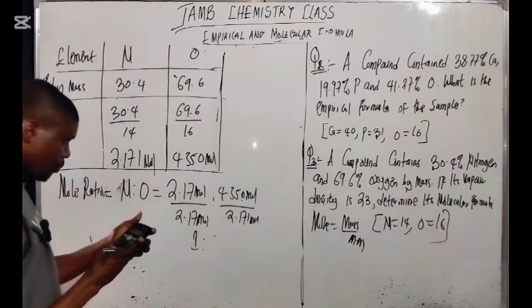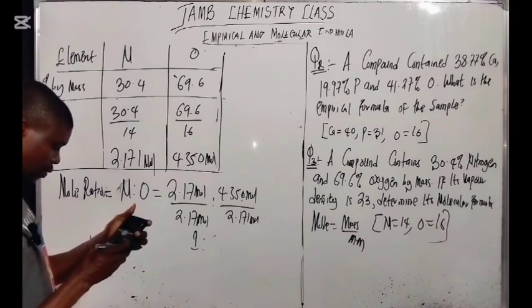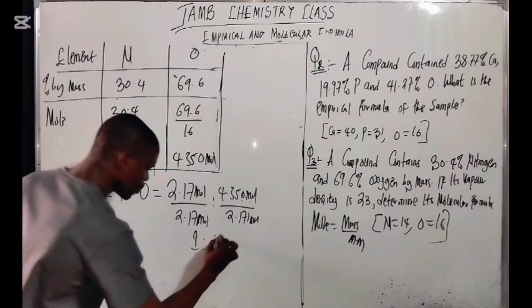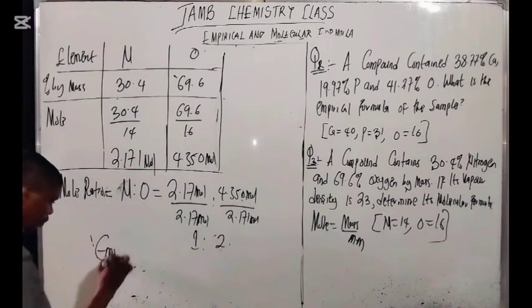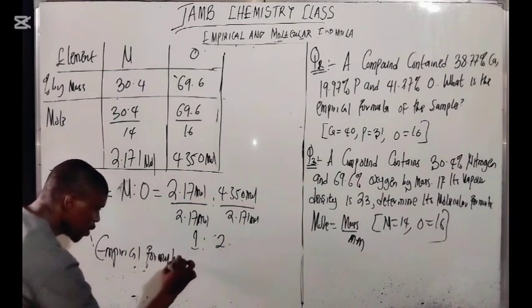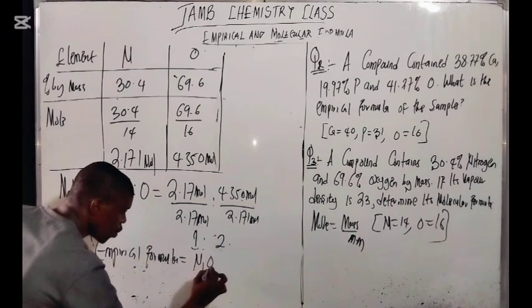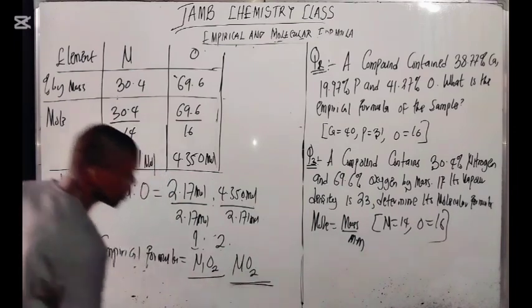So we have 4.350 divided by 2.171. Here we have 2. Okay. So my empirical formula is N1O2, which is NO2. Can you see that?